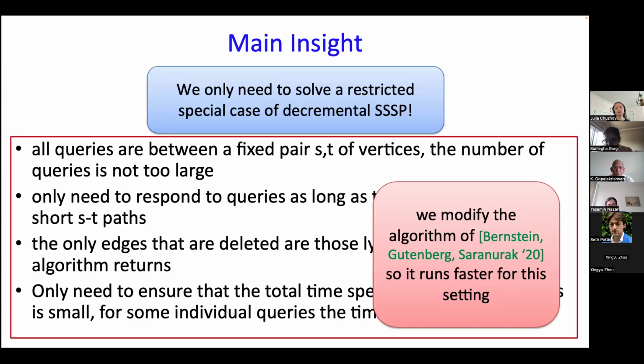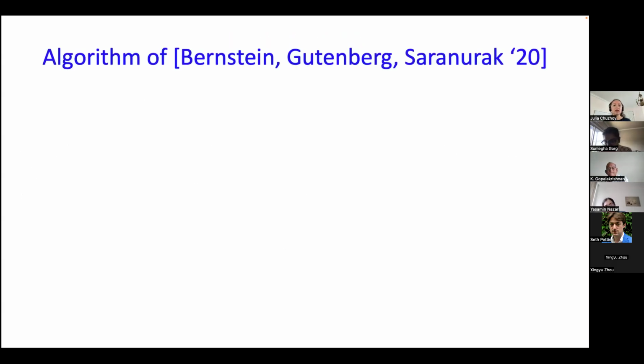So we exploit all of these properties and we modify this previous algorithm of Bernstein, Gutenberg, and Saranurak to get a faster algorithm for this special case of decremental single source shortest paths that we need to solve. So now I'm going to tell you a little bit about this algorithm of Bernstein, Gutenberg, and Saranurak and how we modify it to make it faster for our special case.